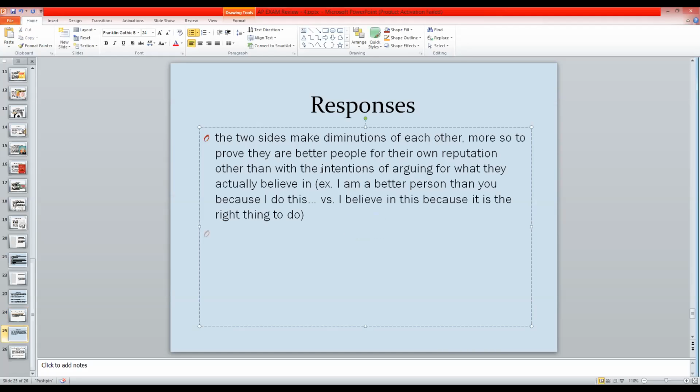The two sides make diminutions of each other, more so to prove they are better people for their own reputation, other than with the intentions of arguing for what they actually believe. An example: I'm a better person than you because of this, versus I believe in this because it's the right thing to do. Absolutely. It seems that they keep trying to understate or diminish the other side, so they try to boil down each other rather than talk about the things that they personally hold convictions for. And the author does a very clever job of doing that for both sides, because ultimately he's boiling it down to kids fighting. It's just two kids basically saying, I'm better than you. No, you're not. You're bad because of this. And so it shows a squabbling of two different sides in this case.